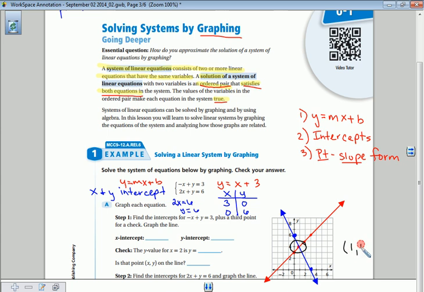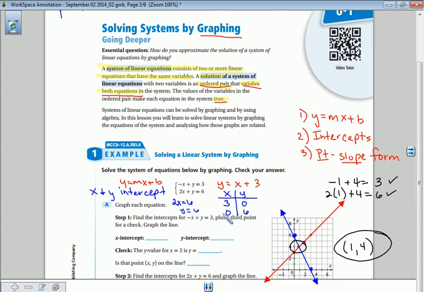(1, 4). So if that is the exact solution, then it should work when I plug it back into both equations. So if I do negative 1 plus 4, does that equal 3? Yes. And if I do 2 times 1 plus 4, does that equal 6? Yes. So the point (1, 4) is a solution to the system because it works on both equations.